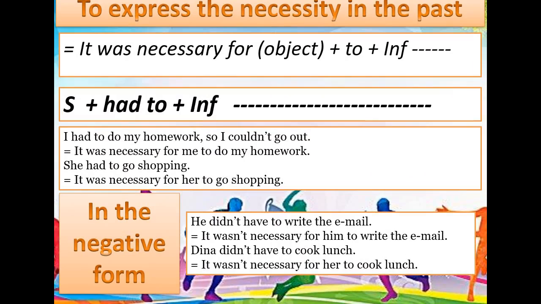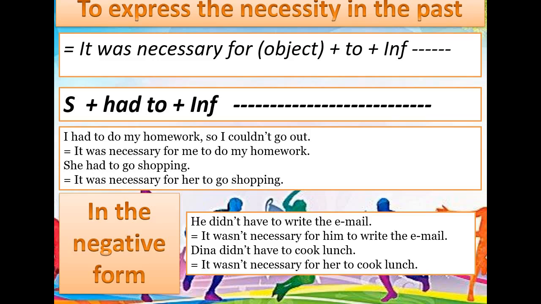To express necessity in the past, we can use "it was necessary for object plus verb stem," or the modal had to. So, I had to do my homework so I couldn't go out, which means it was necessary for me to do my homework. She had to go shopping, which means it was necessary for her to go shopping.